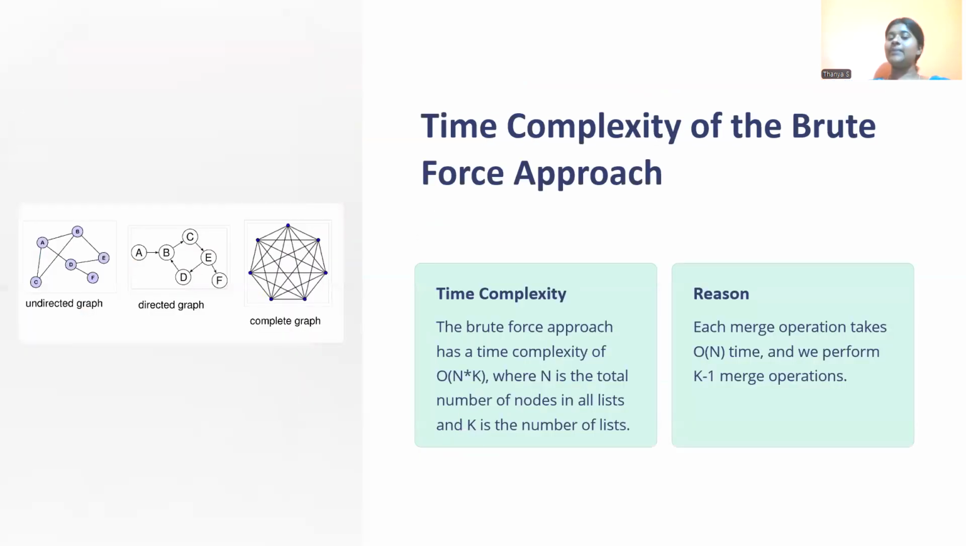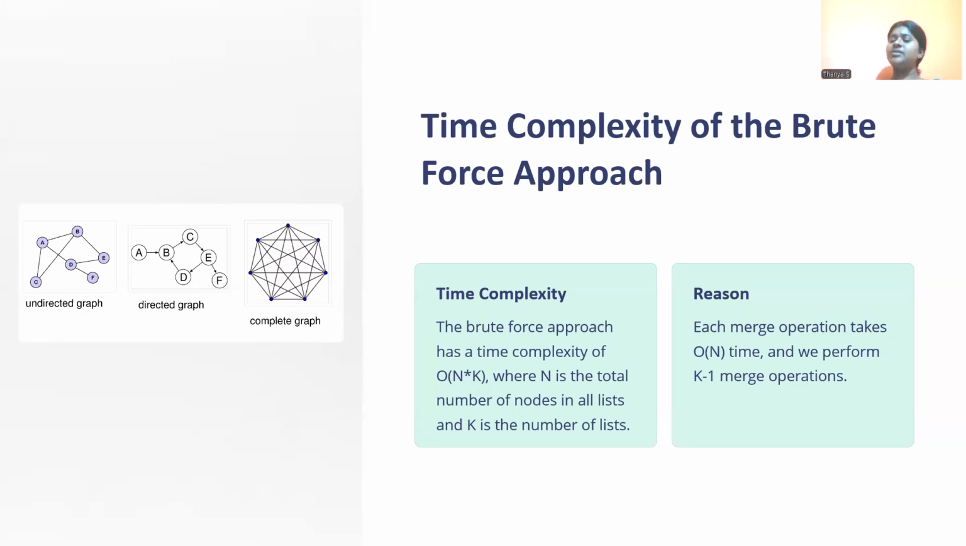Next is the time complexity of the brute force approach. The brute force approach has a time complexity of O of n star k, meaning O of n into k, where n is the total number of nodes in all lists and k is the number of lists.